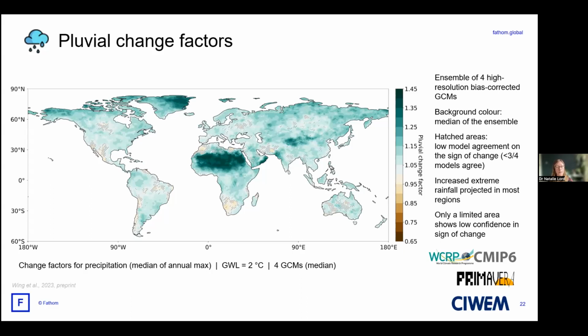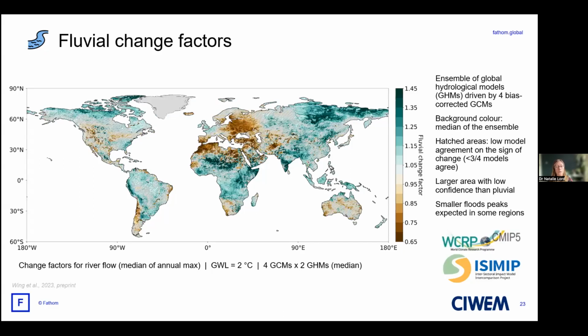Next slide, please. So this is an example of our fluvial change factors, which were produced using an ensemble of 2 global hydrological models, which were each forced by 4 bias-corrected global climate models as part of the CMIP5 ISIMIP2B project. And once again, the background colour represents the multimodel median of the change factors, but this time they're change factors for river flow, but again for a global warming level of 2 degrees C. And the hatching again shows areas with low model agreement on the sign of change, so where fewer than 3/4 of the models project the same sign of change in river flow.